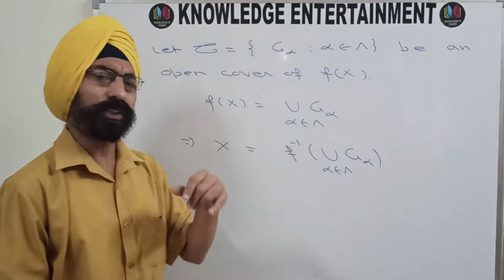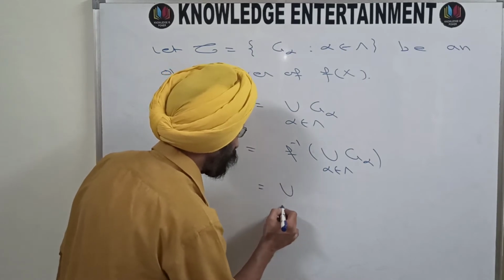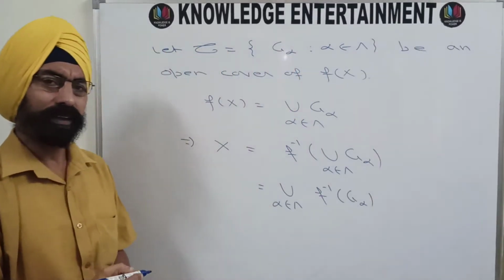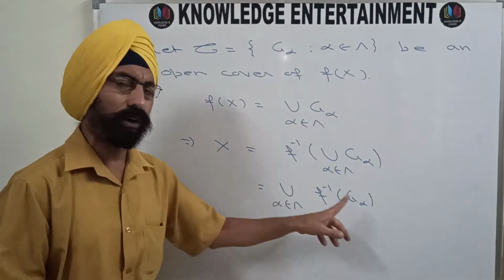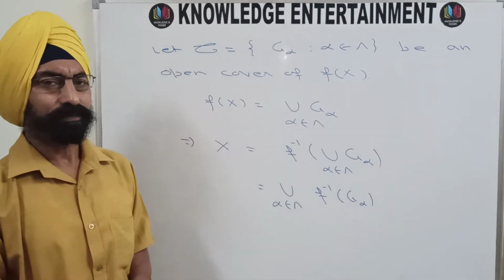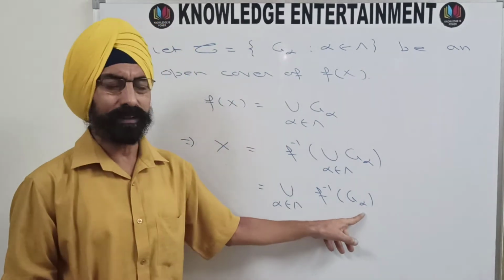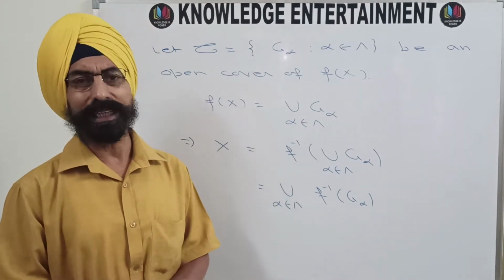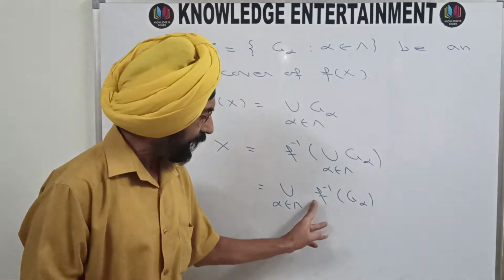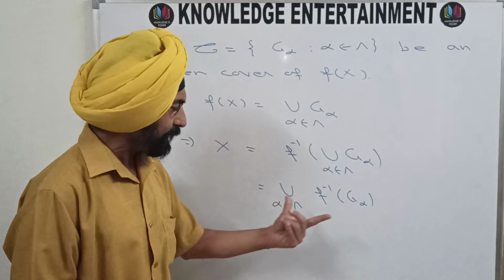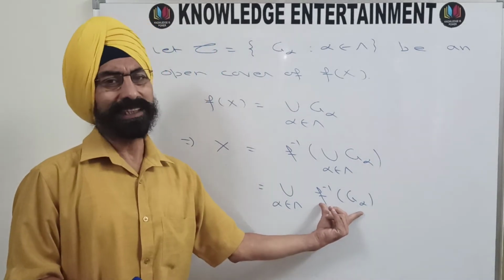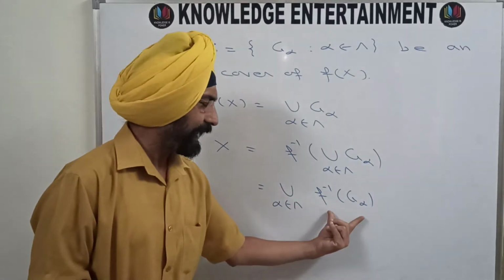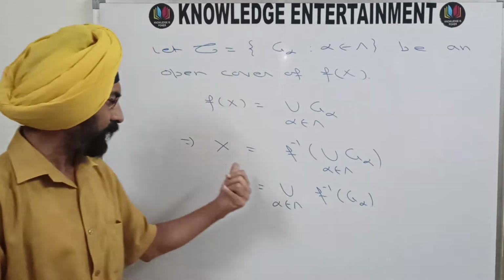Further, this f inverse of the union of G_α can be written as the union over α belonging to Λ of f inverse G_α. So X is equal to the union of all these sets, and since f is a continuous function and G_α is open, we know that the inverse image of an open set under a continuous function is also open. So that means f inverse G_α is open. So these are open sets such that their union is covering X. So the collection of these open sets will form an open cover of X.